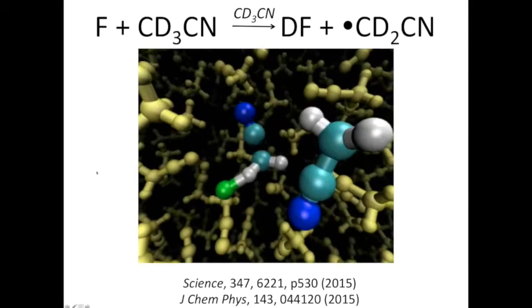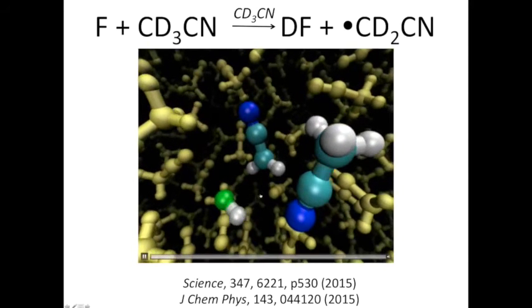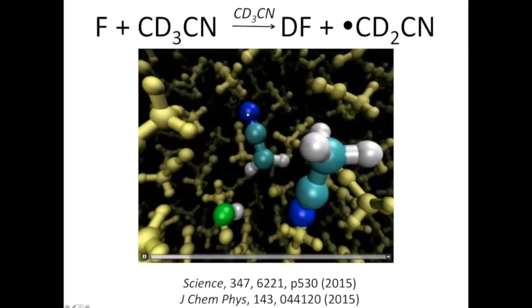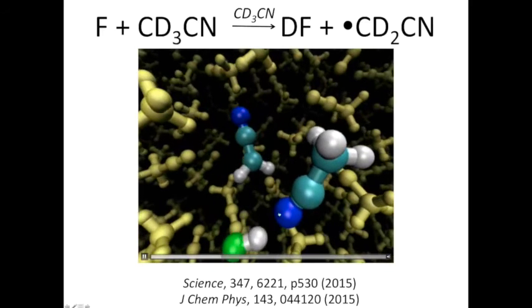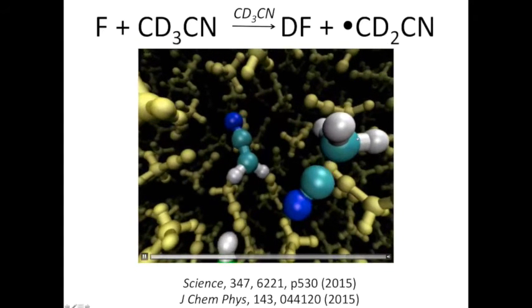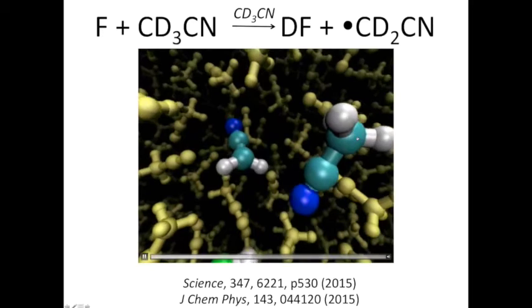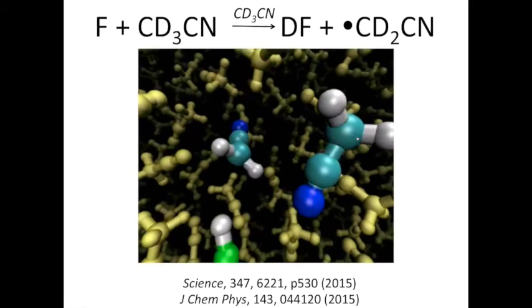You're going to see that the fluorine is going to pluck off deuterium from one of the molecules, and then it wanders around and goes and makes a hydrogen bond with an acetonitrile molecule that happens to be in the vicinity.